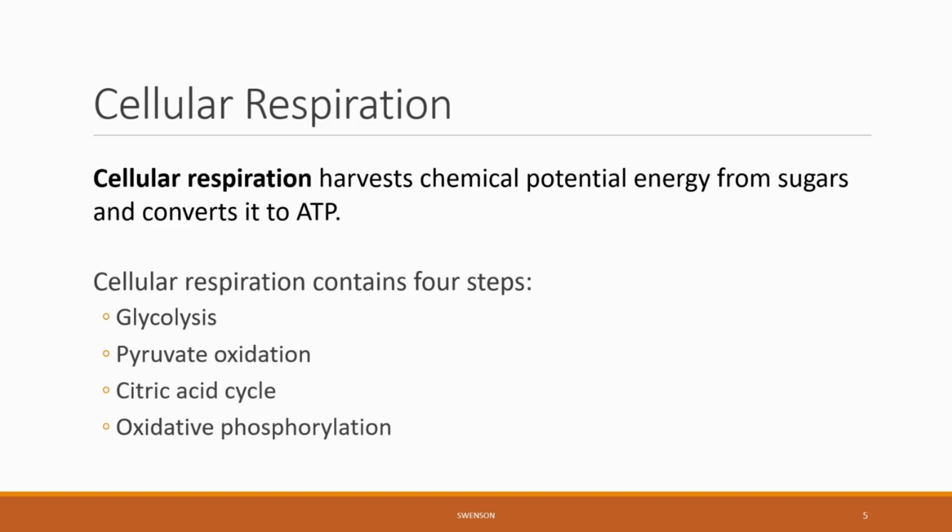Cellular respiration can be broken down into four main steps. These steps occur in either the cytoplasm or the mitochondria. The first step, glycolysis, occurs in the greater cytoplasm of the cell. The other three steps, pyruvate oxidation, the citric acid cycle, and oxidative phosphorylation, all occur in the mitochondria.